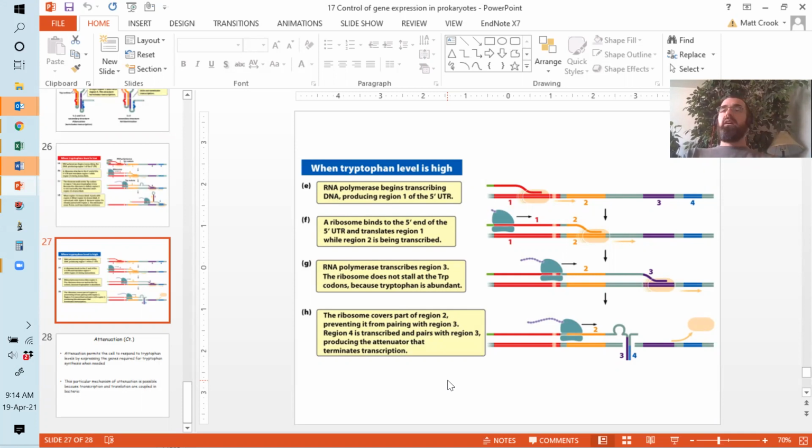So it's one of those things which can appear very, very complicated overall, but if you think about the individual steps of what's going on, it's actually not too bad.